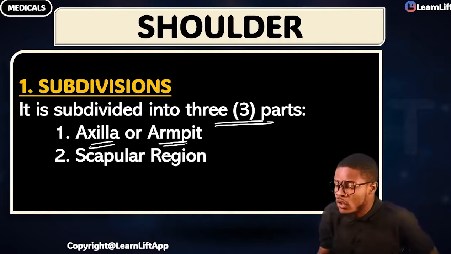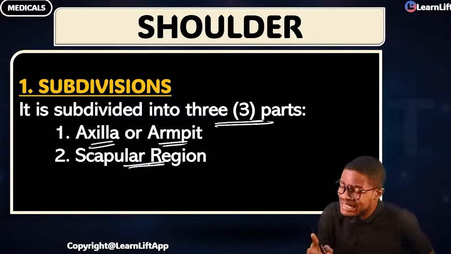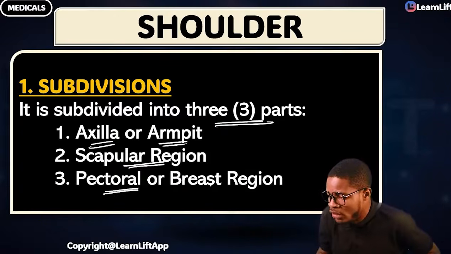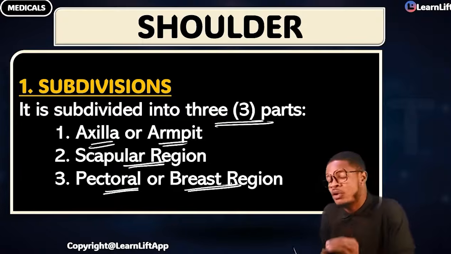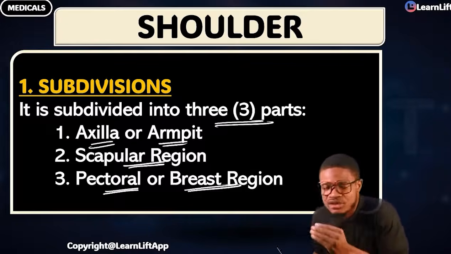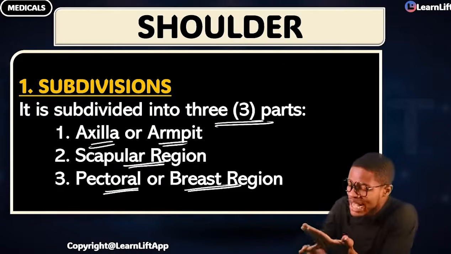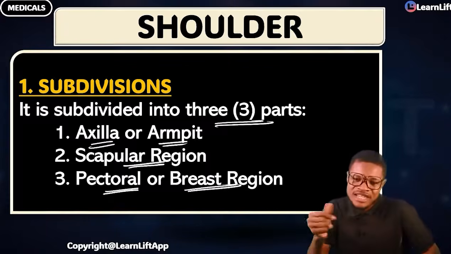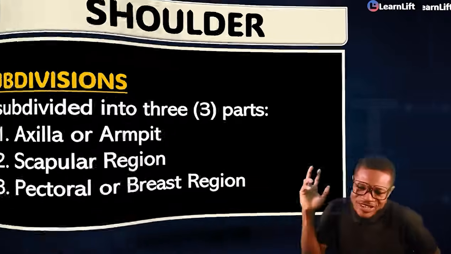And then number 2 is called the scapular region. So we have the armpits or the axilla, we have the scapular region. And number 3 is called the pectoral or the breast region. What's number 3 called? Pectoral or the breast region. So we have the axilla or the armpit, the scapular region, the pectoral or the what? Breast region. Don't cram. Just understand this very quickly.